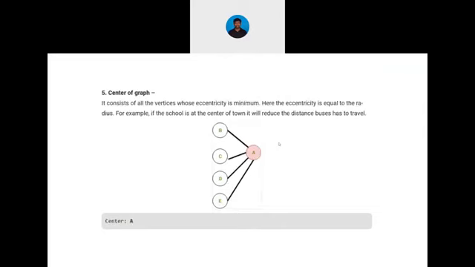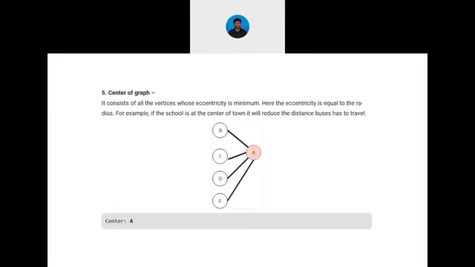The next terminology is the center of a graph. So we all know this thing. The center of the graph consists of all the vertices whose eccentricity is minimum. Here the eccentricity is equal to the radius. For example, in this network, A is connected with a distance of 1 to all other nodes or actors present in the network. A to B it is 1, A to C it is 1, A to D it is 1, A to E is also 1. And hence we consider the node A as the center of the graph, right?